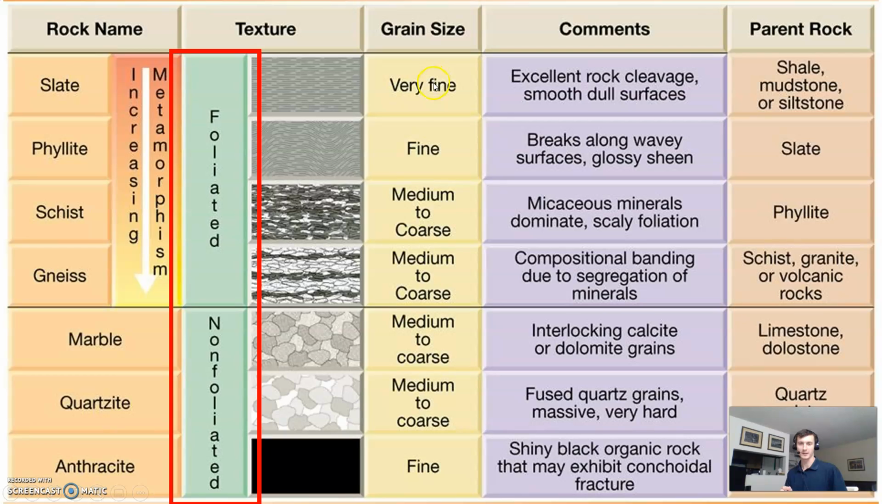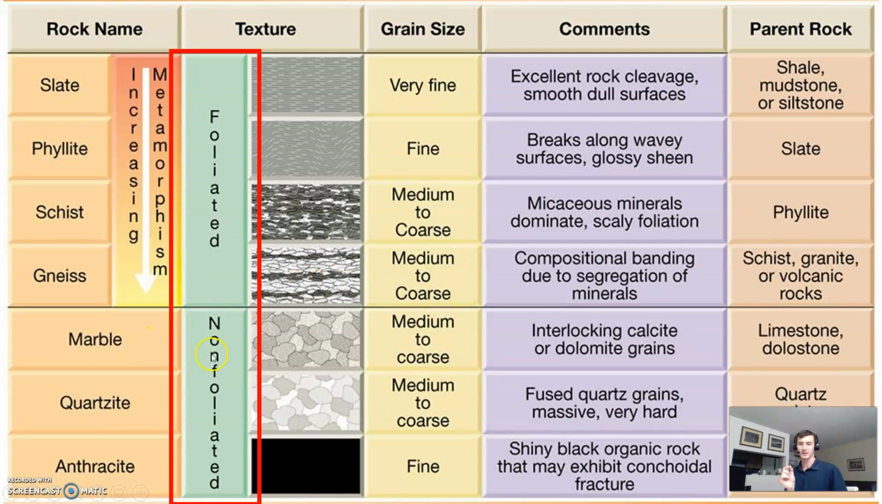And the grain size actually, as we do this, gets larger. Grains get elongated and bigger, starting from very fine for a slate, just a little bit of cooking, very fine, just like the stuff in the parent rock, all the way up to coarser for gneiss. Much, much bigger grains on this one.